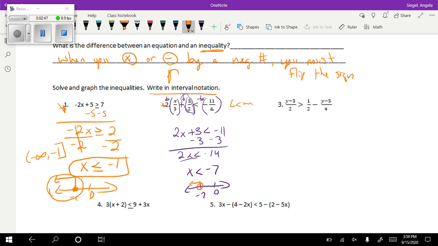But that's not what it's asking. It's asking for interval notation. So the interval notation for that would be, where does it begin? Negative infinity. Where does it end? -7. This time it's parentheses because it's an open dot.